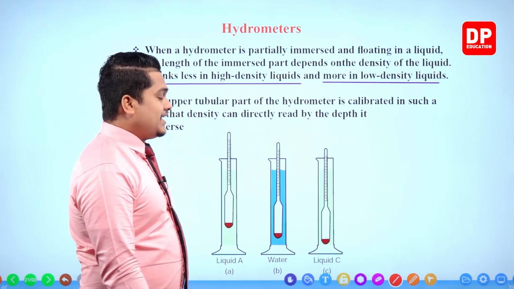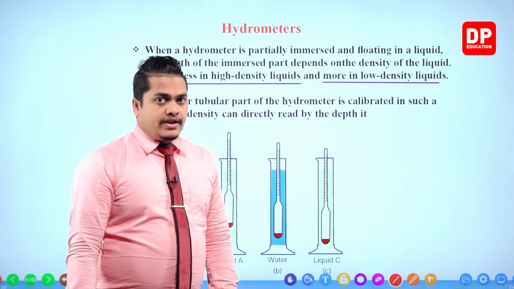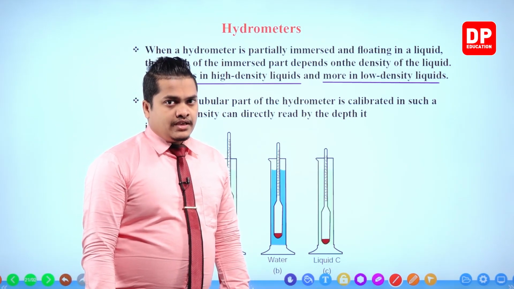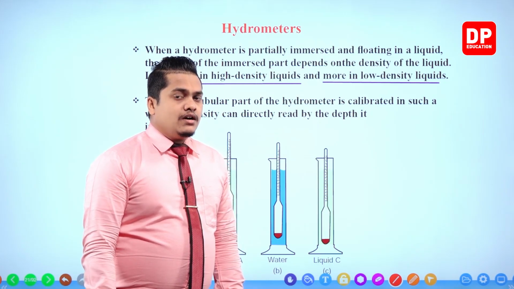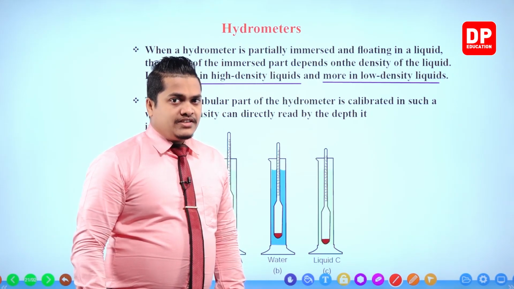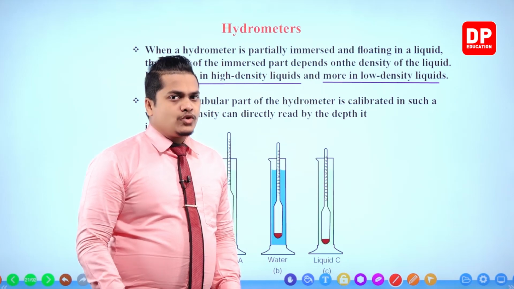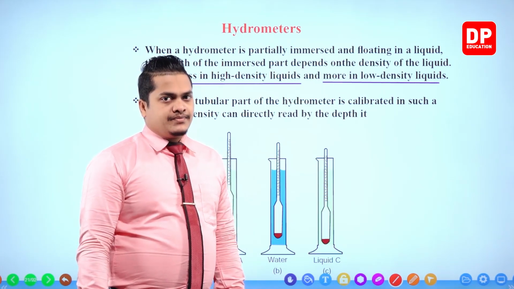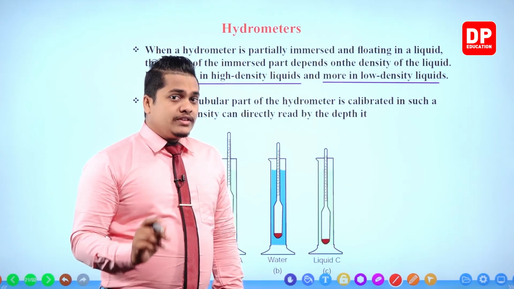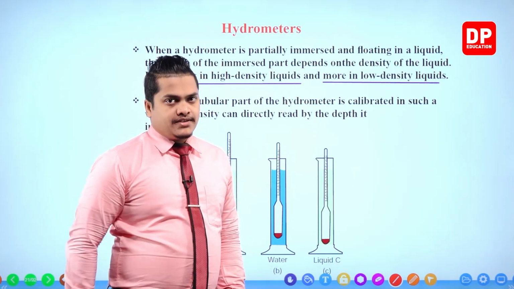So if the density is high, then the level to which it is going to sink is going to be less. If the density is low, then more will sink.